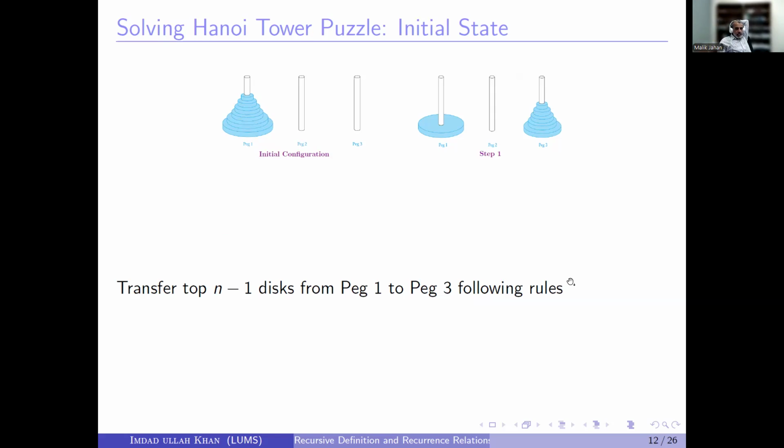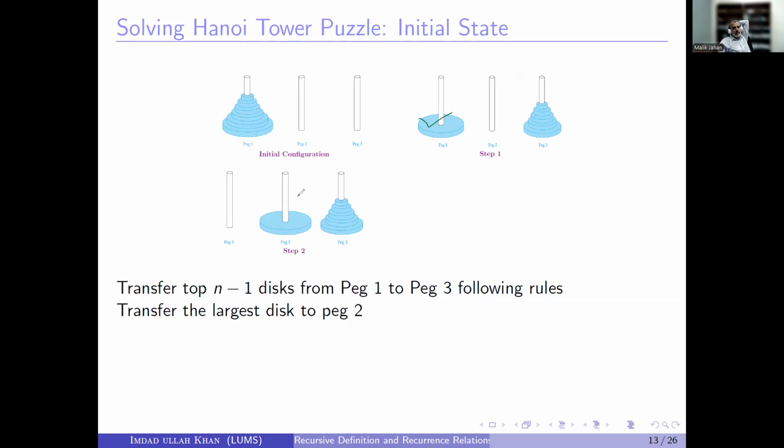So in this setting, from the initial configuration to step 1, you can see that the top n minus 1 disks have moved to the last peg, and the first peg contains only 1 disk. So the first step is that we need to compute how many steps we need to spend on transferring the top n minus 1 disks from one peg to the last one. Once we have figured out that number, our next step is that, once we are left with this one disk, we can move it in one step to peg 2.